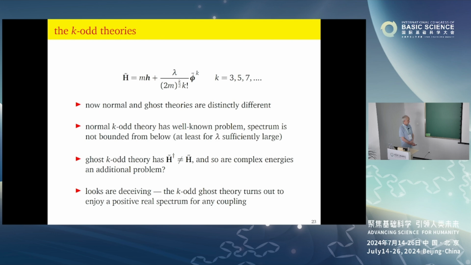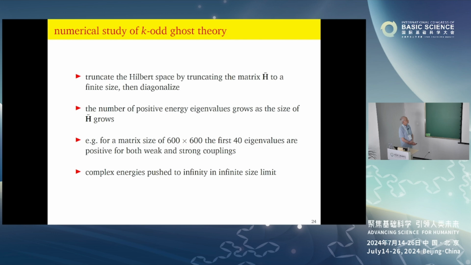In fact, the K-odd ghost theory enjoys a positive real spectrum for any coupling. So to see how that works, we have to look at a little numerical study of the K-odd ghost theory. Numerically, to approach this, we truncate the Hilbert space by truncating the matrix to a finite size, and then we can diagonalize it and look at what the eigenvalues are doing as you keep increasing the size of this finite matrix. What we find is that there is some lowest set of eigenvalues which are all positive and real, and that set just keeps growing as the size of H-twiddle keeps growing.